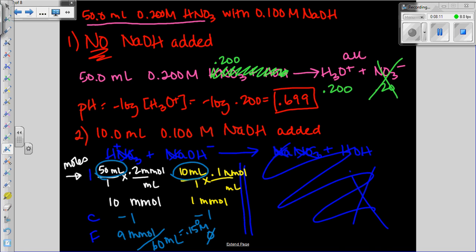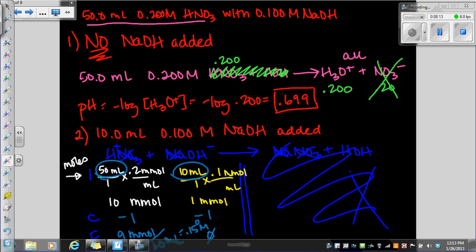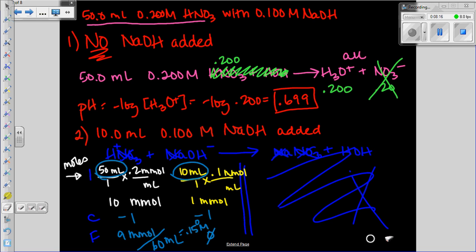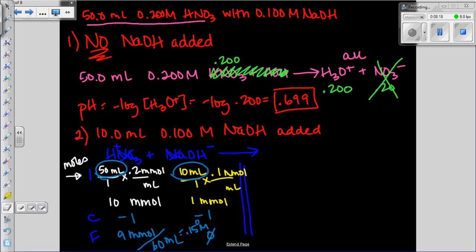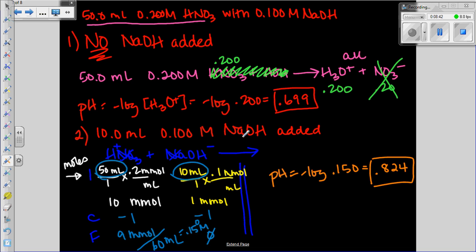And then I want to know pH. So let me erase my scribbles over here to calculate pH. And pH is negative log of H plus. This is my H plus, negative log of 0.150. Is 3 numbers after the decimal, so 0.824. Okay, does that make sense? We'd add a little bit of base. Shouldn't our pH rise? Yes.